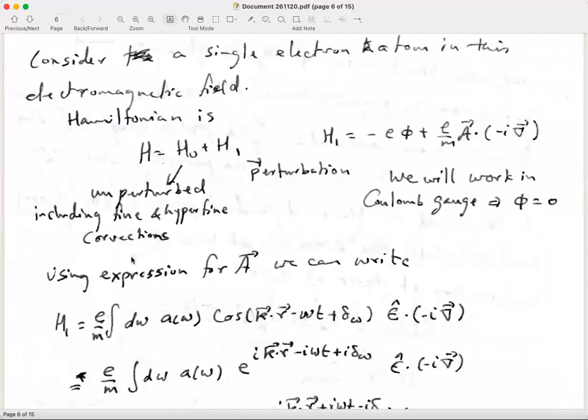Okay, so let's consider a single electron atom in the electromagnetic field, and we of course write down the Hamiltonian in terms of the unperturbed Hamiltonian H naught, which includes all the things that we have done so far, namely solving the Schrodinger equation for the hydrogen atom, taking the fine structure corrections into account, and taking hyperfine structure corrections into account. And we are saying that the external electromagnetic field is weaker than any of these corrections that we have looked at. And therefore, we treat H1 as a perturbation over this H naught.